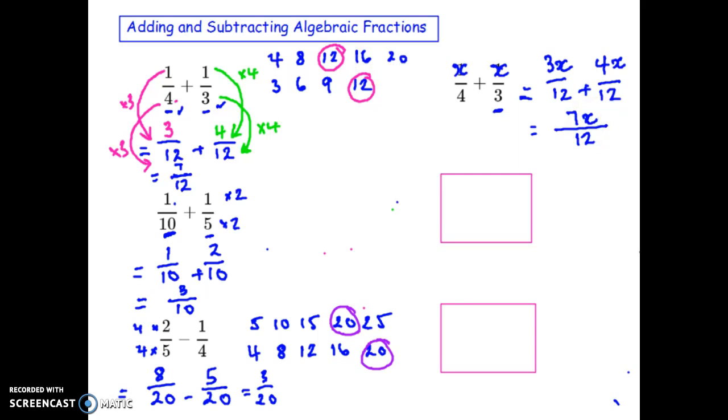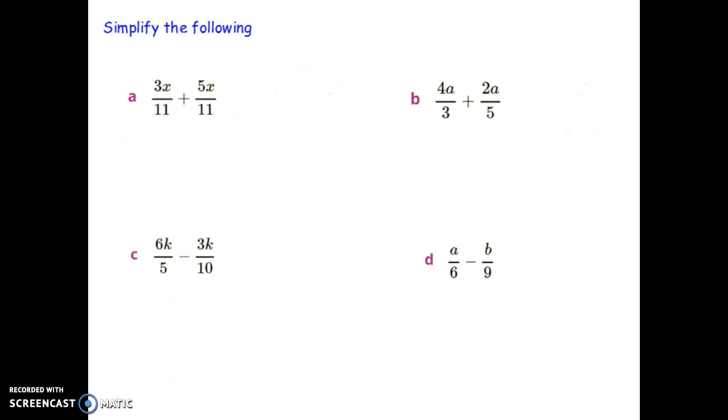Alright, so let's now apply that to some other algebraic problems. Let's have a look here. So this first one, we've already got a common denominator. We've got 11 on each fraction. So all we need to do is add our numerators. 3x plus 5x gives us 8x, and we keep that over 11.